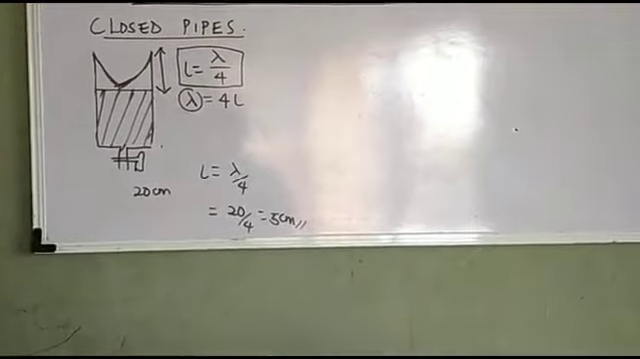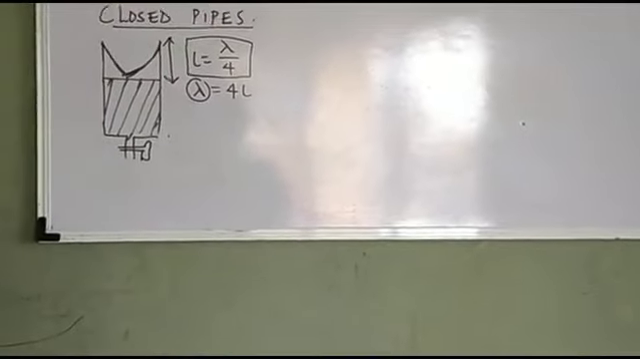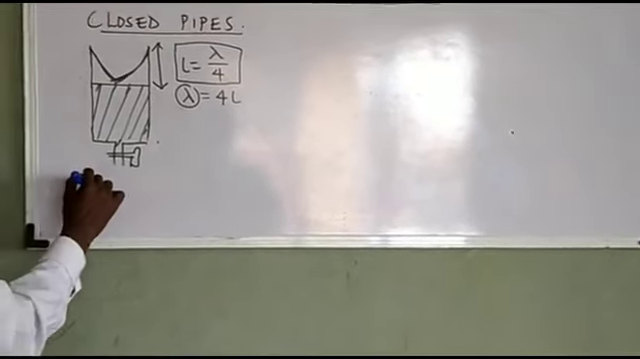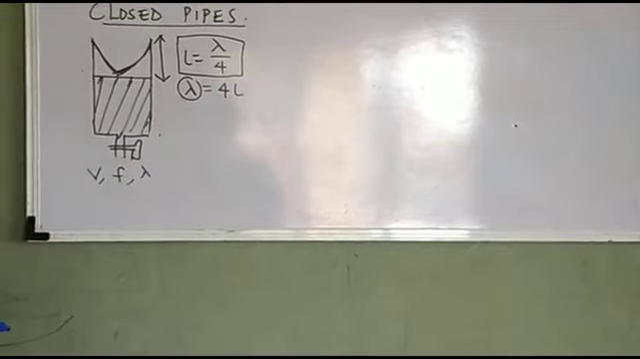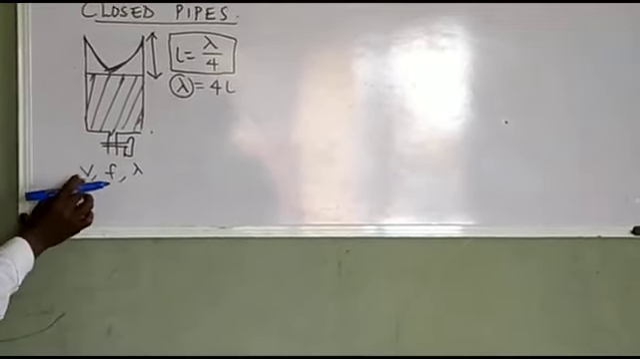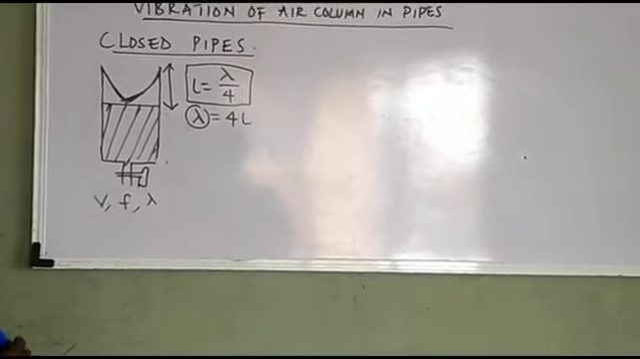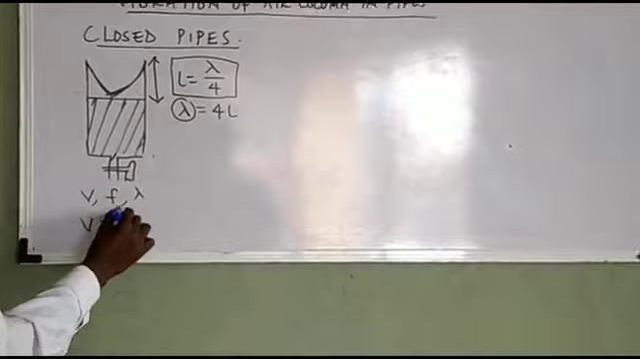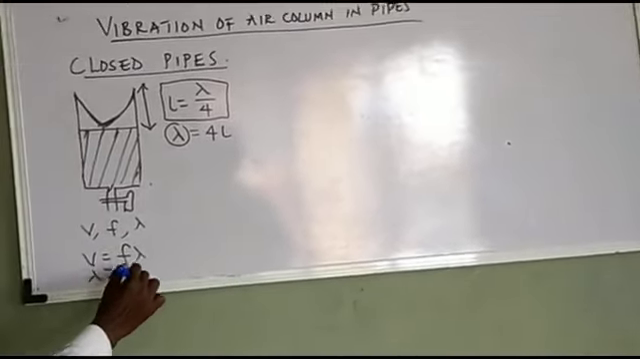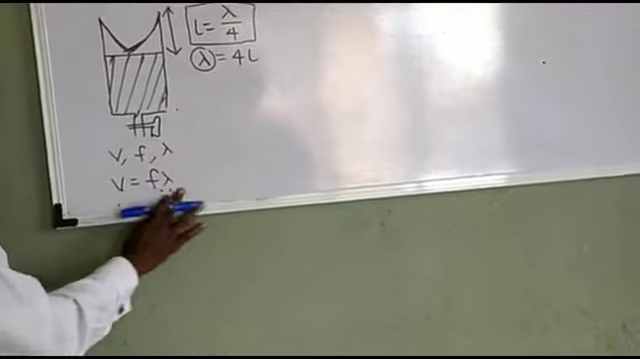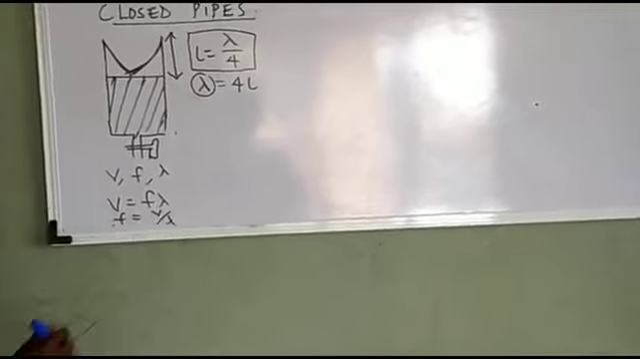But there is actually some other thing we can get from here. What is the relationship between V, F, and lambda? Can someone tell me the relationship that exists between wave speed, frequency, and wavelength? V equals F lambda, isn't it? So F equals V over lambda.